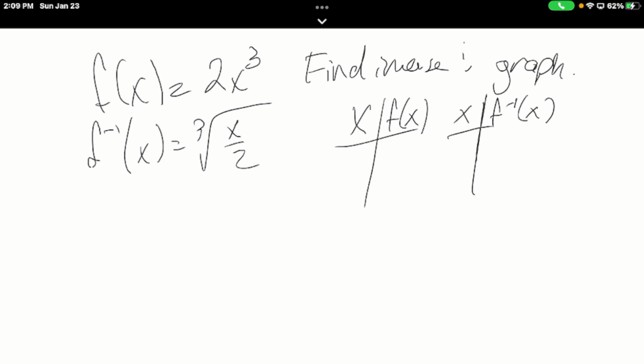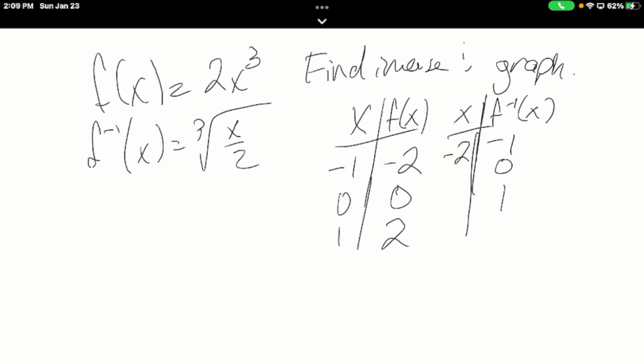Since I'm dealing with a cube root this time, it has a left side to its graph. So instead of doing 0, 1, 2, I'm going to do -1, 0, 1 for both. And I know those are going to be my y values on my inverse. If I plug in -1 into my original, I get -1 cubed, which is -1, times 2, which is -2. Plugging in 0 gets me 0. Plugging in 1 gets me 2. And in fact, the y values will be your x values in your inverse.